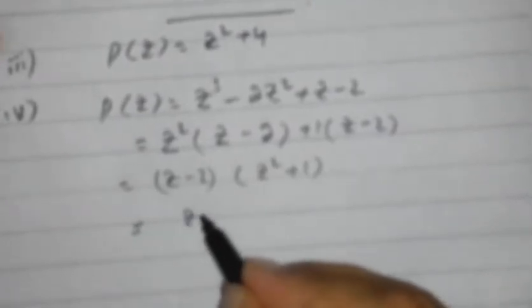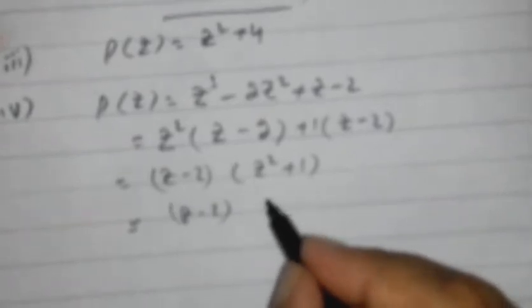Further, z minus 2, we can write it as z square minus minus 1. Z minus 2, z square and minus 1 iota square. Now z minus 2, write it as z square minus iota square. So we can write it as z minus 2 into z plus iota into z minus iota. The answer.